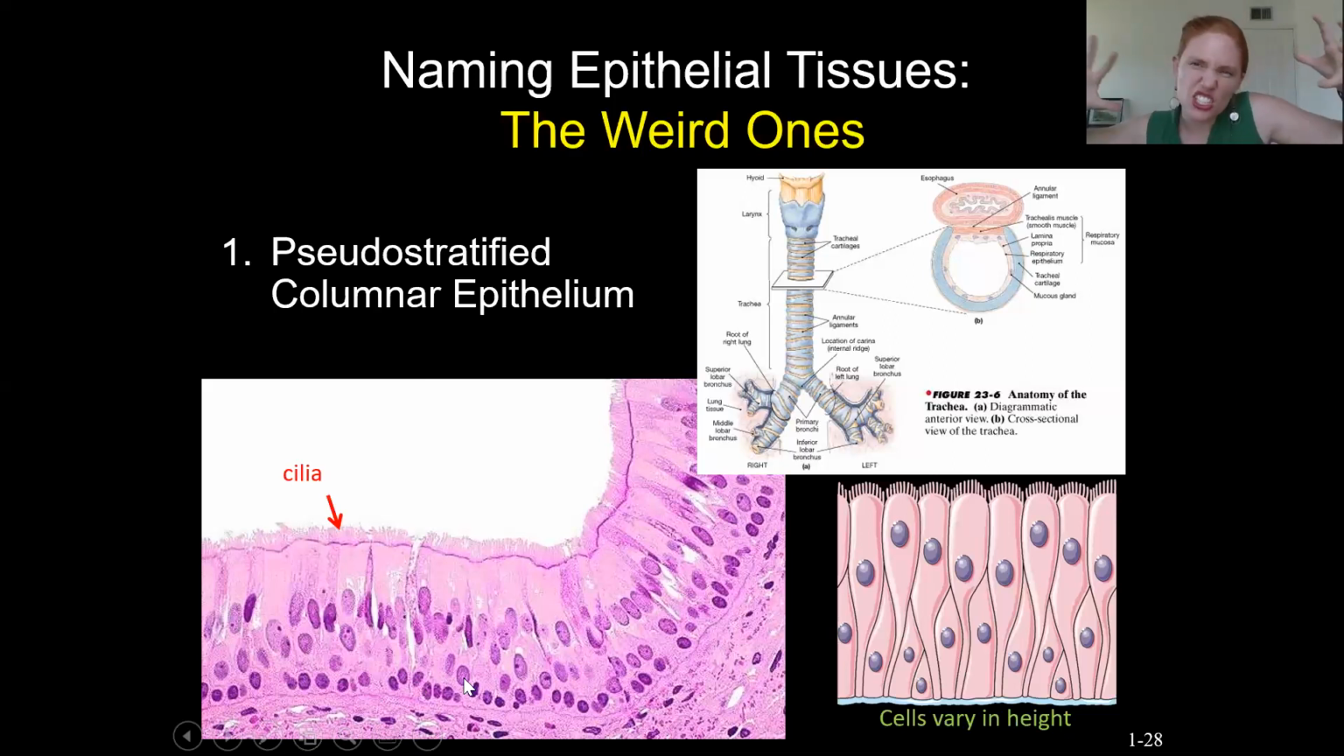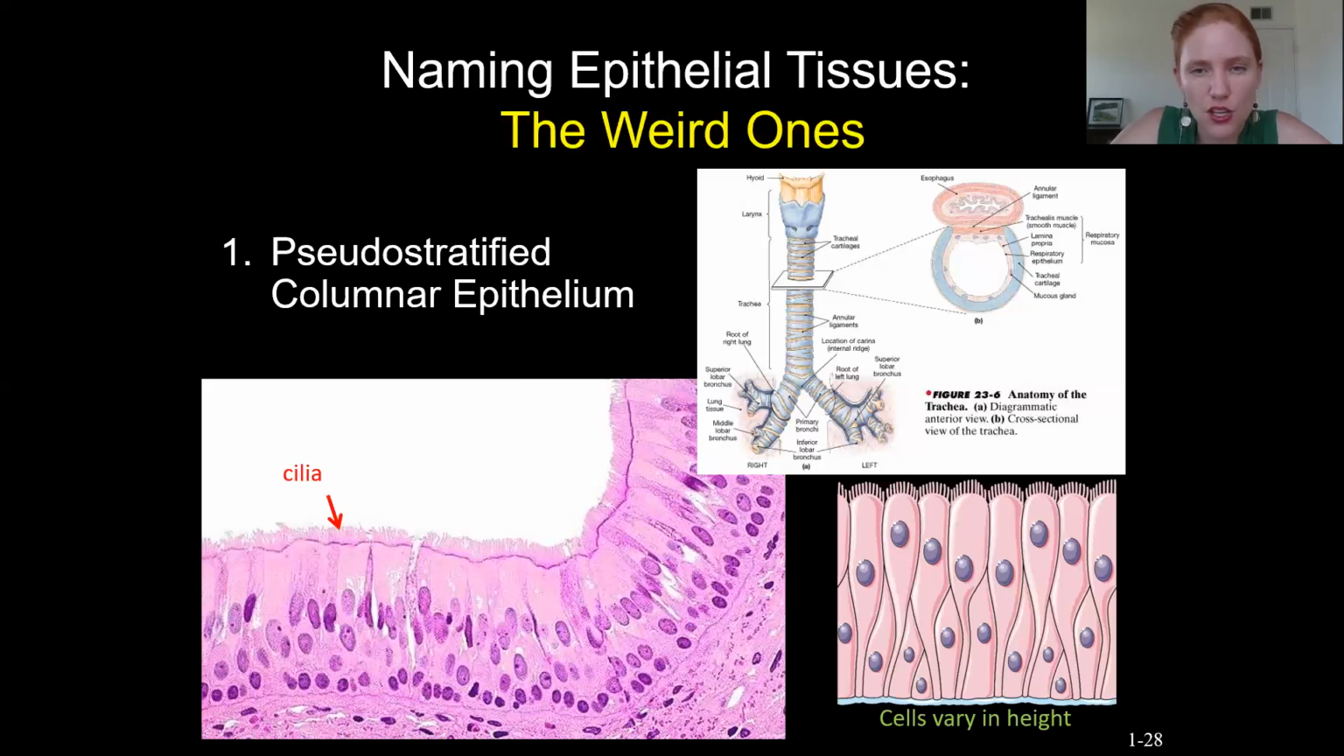Instead, they all look jumbled and packed together. Okay, so that's one thing that you want to look at, kind of disorganized nuclei. And then you want to double check it with, well, do I see some cilia on there? Yep, must be the pseudo-stratified columnar epithelium.